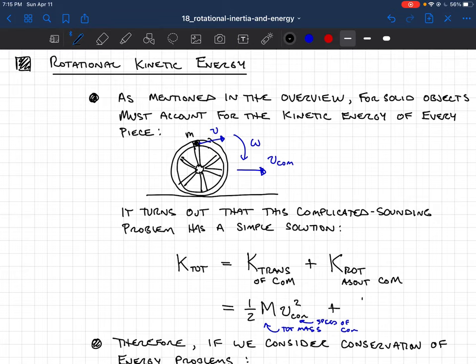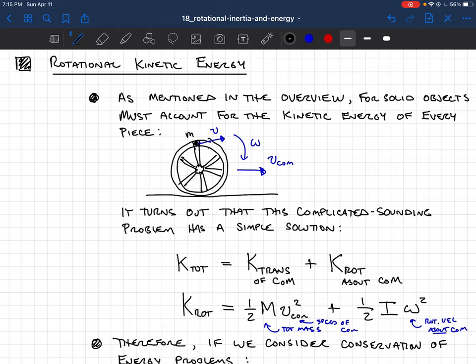And then you add to that the rotational kinetic energy, which is 1/2 I omega², where omega is the rotational velocity about the center of mass. And I, of course, is the thing we've been talking about all day. It is the rotational inertia for that particular object.